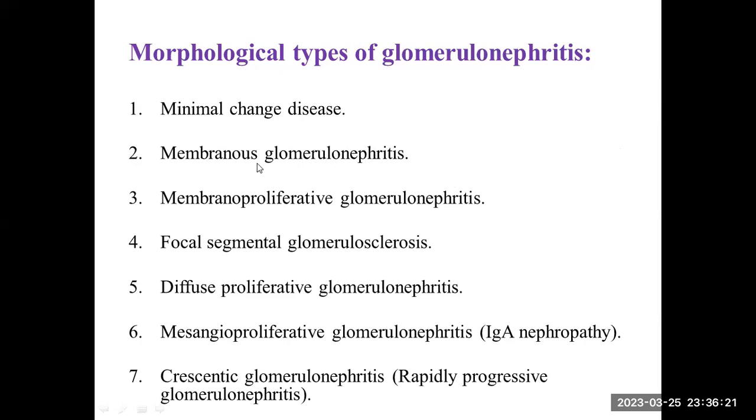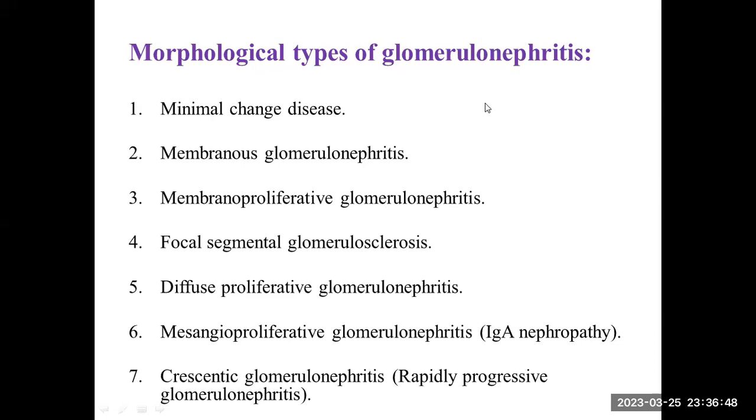And this is very important because this is what will differentiate membranous from membranoproliferative on light microscopic examination. On light microscopic examination in membranous glomerulonephritis, only the thickness of the glomerular basement membrane will be increased, but the cellularity will remain normal, intact. But in membranoproliferative, the thickness of the glomerular basement membrane is increased as well as the cellularity under light microscopic examination.